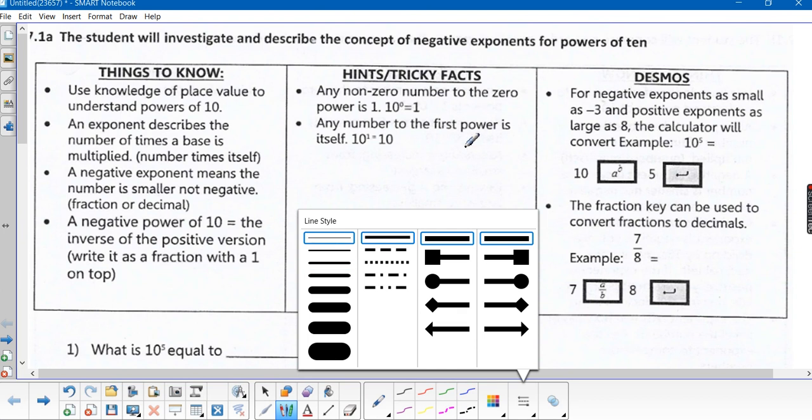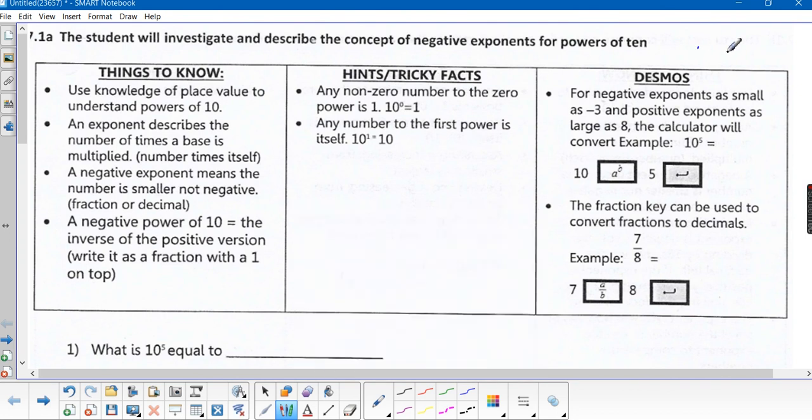All right, this is the packet, first page, 7-1A. These are not too bad. I'm going to try to go through these pretty quick. You might want to try to solve these, pause the video and solve them, and then go back and see if you are okay with everything that's going on.